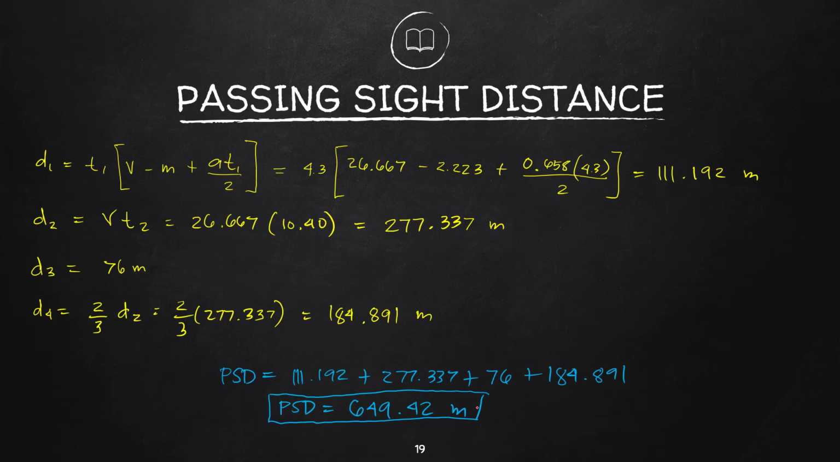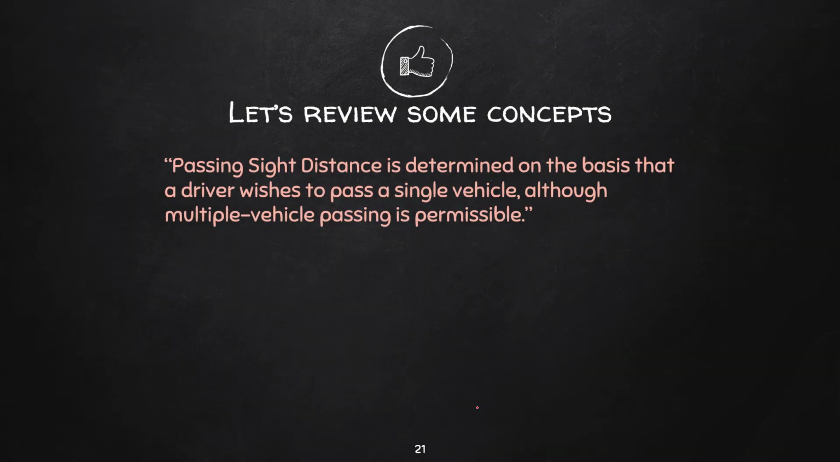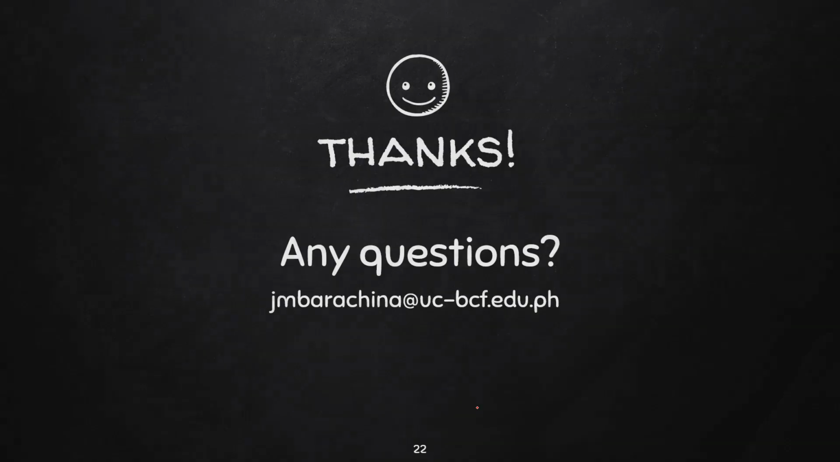It's high really, because if you will notice, the speeds of these vehicles are at 96 kilometers per hour. So I think they are race cars in this case. Okay, so as a review, passing sight distance is determined on the basis that a driver wishes to pass a single vehicle, although multiple vehicle passing is permissible. So this ends the discussion for the passing sight distance.